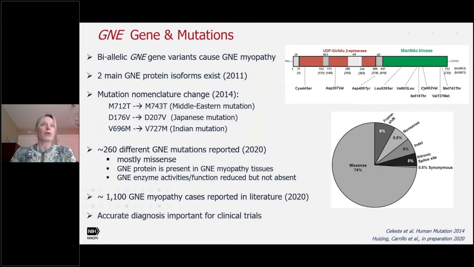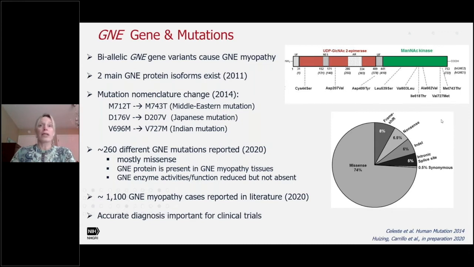There are at this point about 260 GNE mutations reported in the literature associated with GNE myopathy. These mutations are located all over the GNE protein. And here are a few more common mutations indicated. That includes M743T, the Middle Eastern mutation, the Indian mutation V727M, and several others.